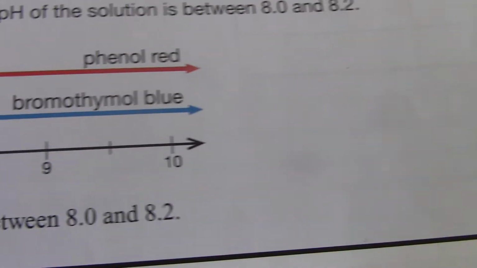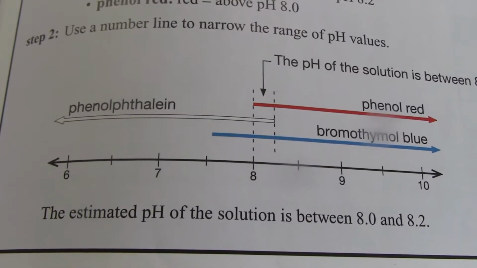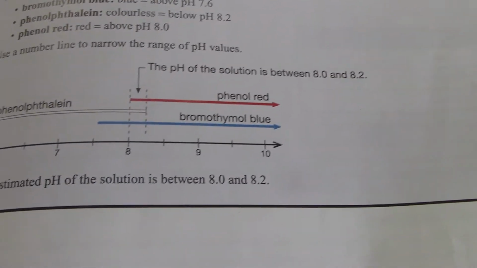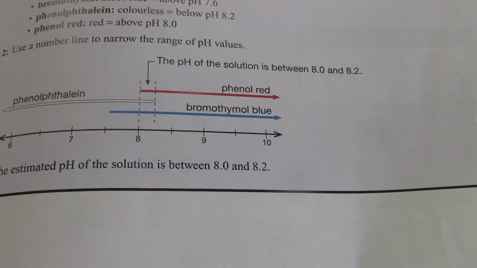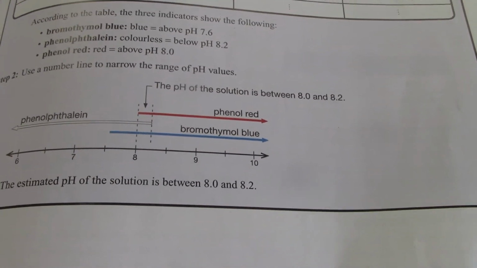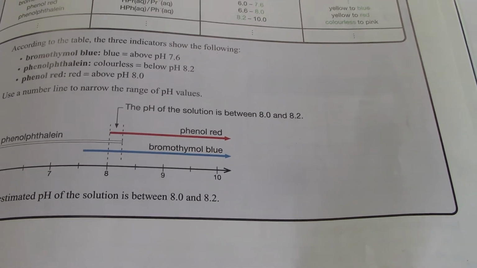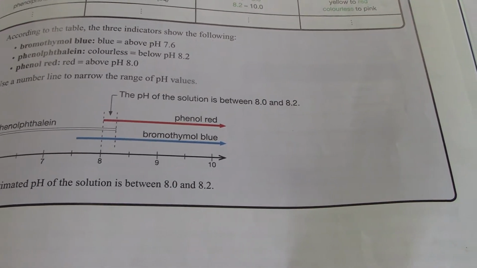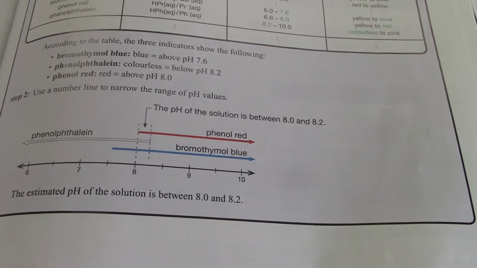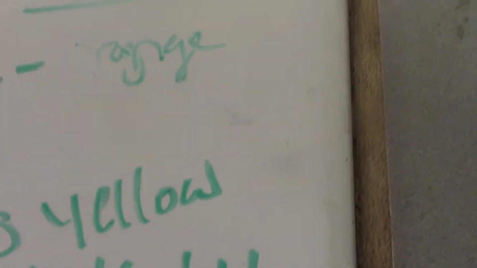So if I look at my values, and I have the pH ranges of them all together, I will be able to decipher that the pH of the solution is between 8 and 8.2. So I don't get exact numbers, but I get a range. Okay. So that phenolphthalein being colorless really tells us a lot, because phenol red and bromothymol blue overlap. Okay, so that's how you determine pH qualitatively.